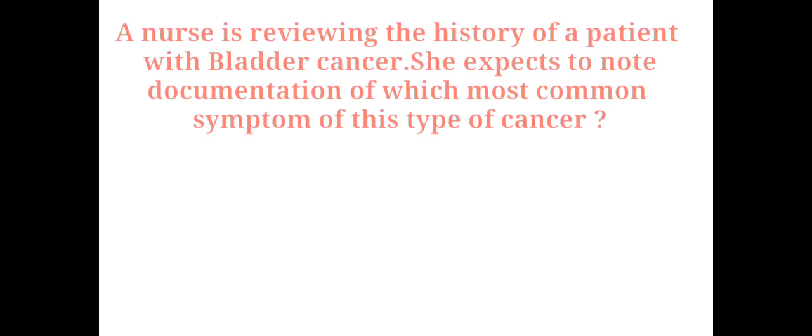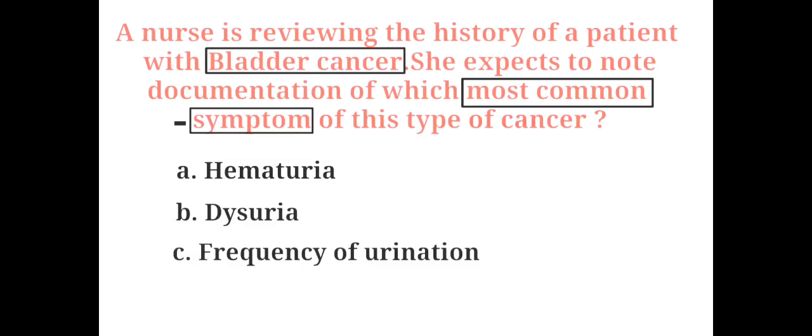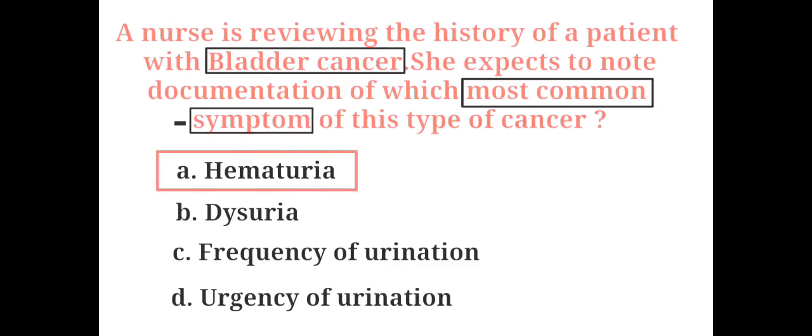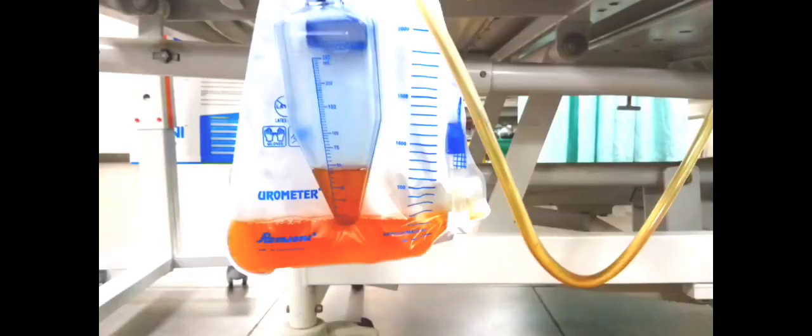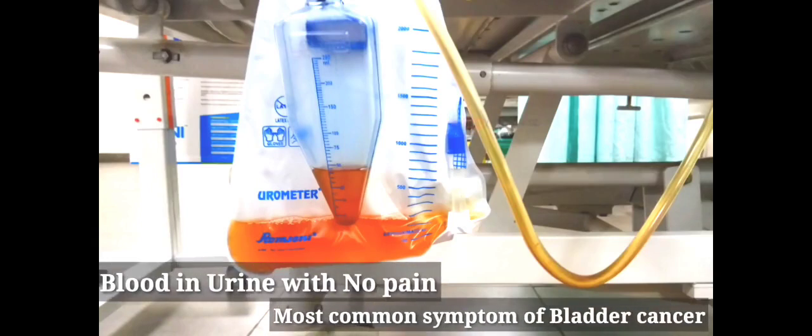A nurse is reviewing the history of a patient with bladder cancer. She expects to note documentation of which most common symptom of this type of cancer. A. Hematuria. B. Dysuria. C. Frequency of urination. D. Urgency of urination. And the correct answer is A. Hematuria. Hematuria, that is blood in urine with no pain, is the most common symptom of bladder cancer.